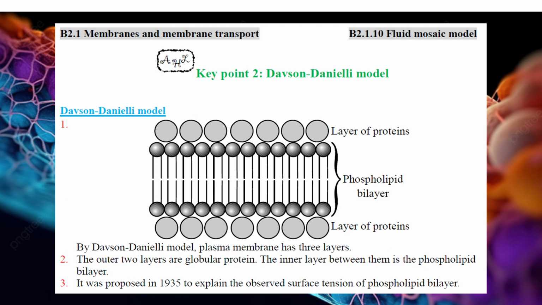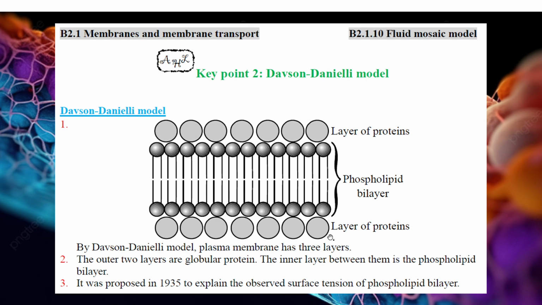Actually, this mosaic model is an evolution from the old model. The old model ruled the world for 40 years. It's the Davson-Danielli model. In 1935, it proposed this model. It said that the cell membrane has three layers: one layer of protein, one layer of phospholipid bilayer, and then another layer of protein. One layer of protein outside, and one layer of protein inside the cell.